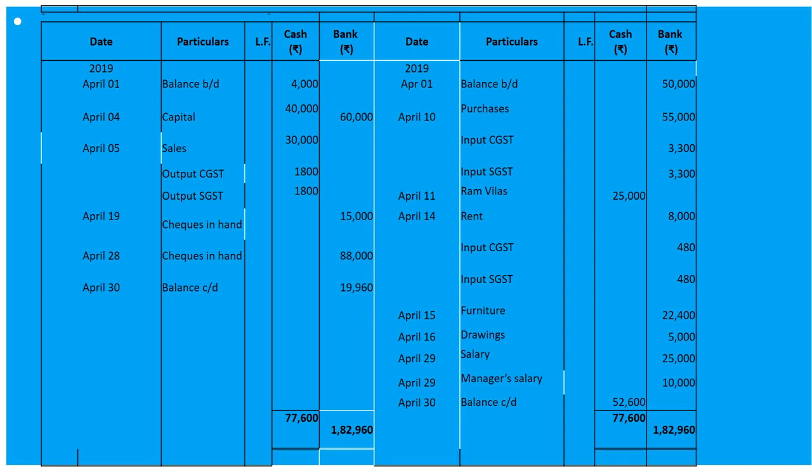On April 29, drew from bank for salary of the office staff. So by salary account 25,000. Next one is paid salary of the manager by check 10,000. So by manager salary 10,000, it will be in bank. So we have done debit and credit entries both. Now we will note down the balance. So on the debit side, bank balance is carried down 19,960, and on the credit side, cash balance carried down 52,600. Next month it will be brought down. Fine, you will have to write it.